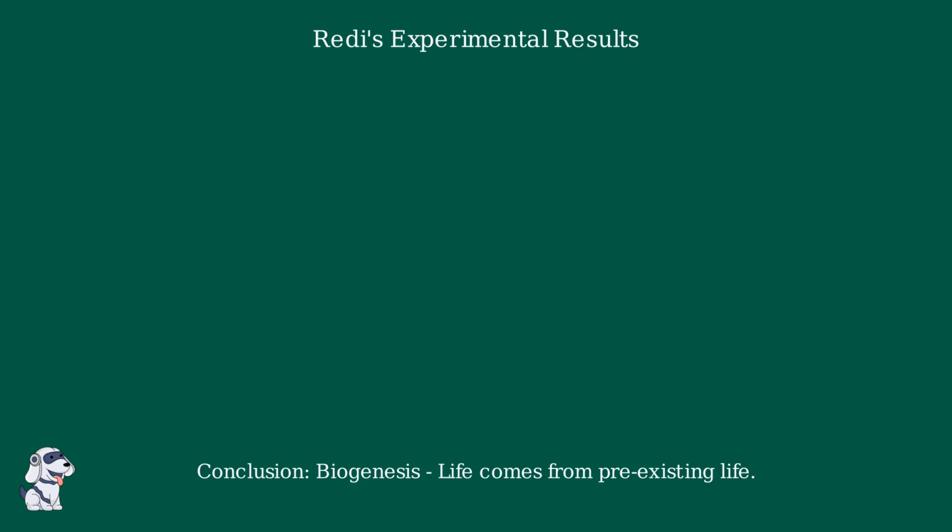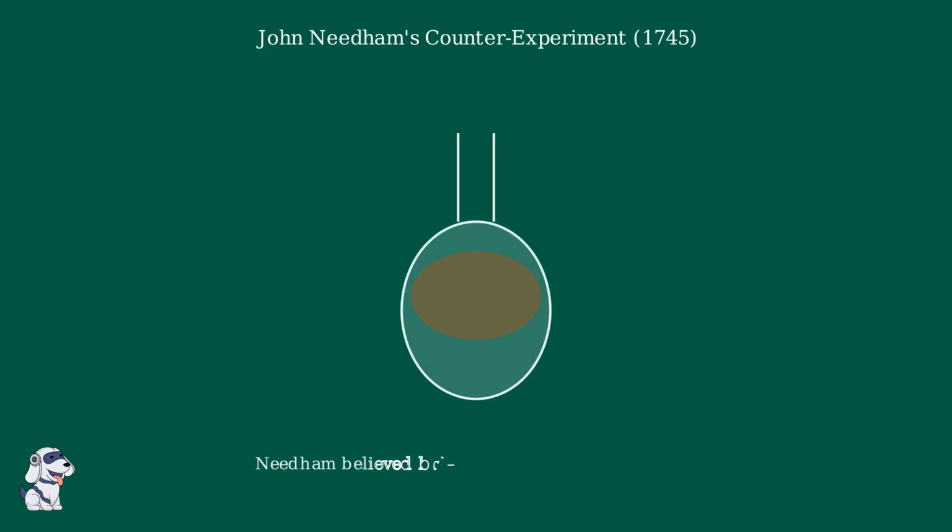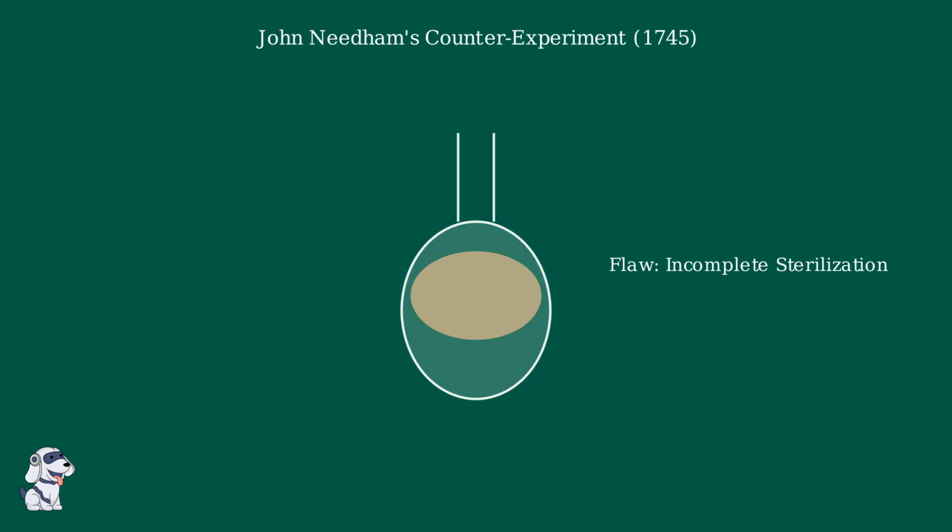from pre-existing life. In 1745, John Needham attempted to revive the theory of spontaneous generation. He hypothesized that a brief boiling of nutrient broth would destroy all existing life. Needham heated the flasks, sealed them with corks, and set them aside. He claimed that the subsequent appearance of microorganisms proved they arose spontaneously. However, his experiment was flawed. The broth was not boiled long enough to kill heat-resistant bacterial spores. Consequently, the microbes were not new life, but survivors of his ineffective sterilization.